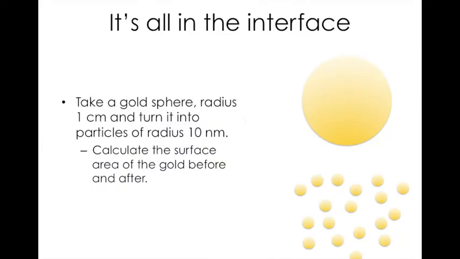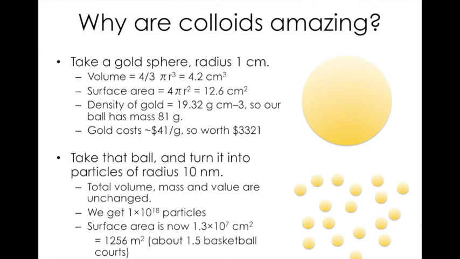So colloid chemistry is significant because colloidal materials are finely dispersed and therefore have a very large surface area. As a little thought experiment, we're going to compare the properties of a gold sphere with radius 1 centimeter and a commensurate amount, so the same amount of gold broken into very tiny colloidal particles of radius 10 nanometers, which are very easy to make in the lab. So we calculate the surface area of the gold before and after this process.